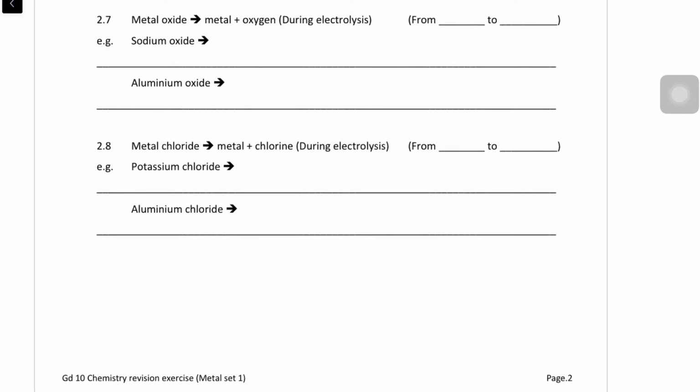For section 2.7, this time we focus on the metal oxide. They will decompose into metal and oxygen during the electrolysis. So the electrolysis is the main point. We must use electrical energy to break them down, or else there will be no reaction. And don't forget, they should be in molten state. Okay, so this is suitable for those extremely reactive metals, that is from potassium to aluminium.